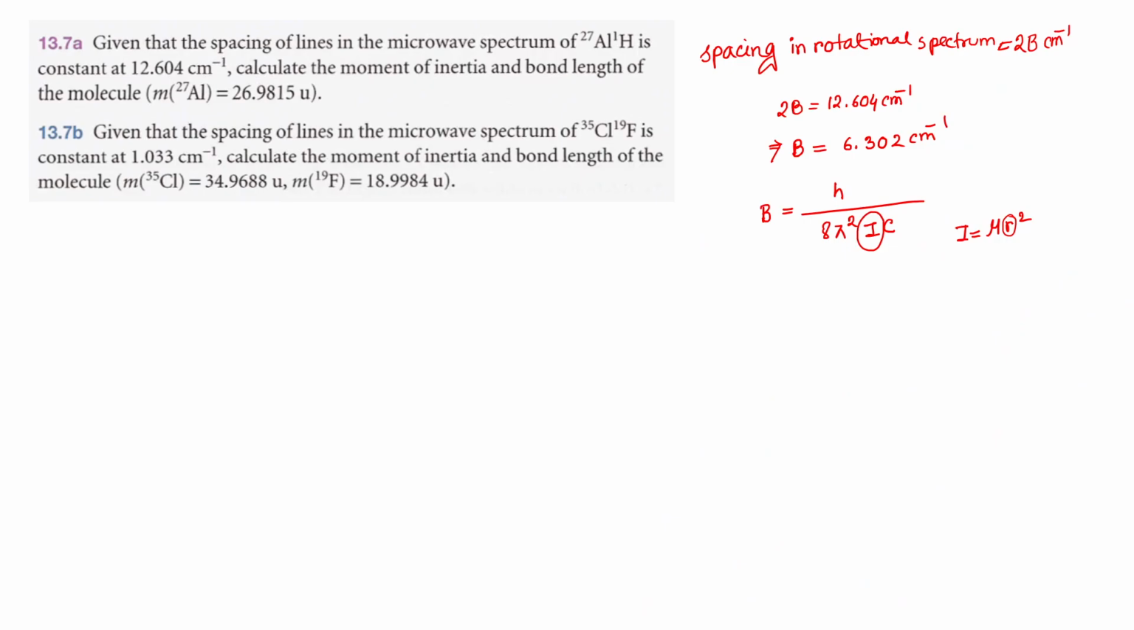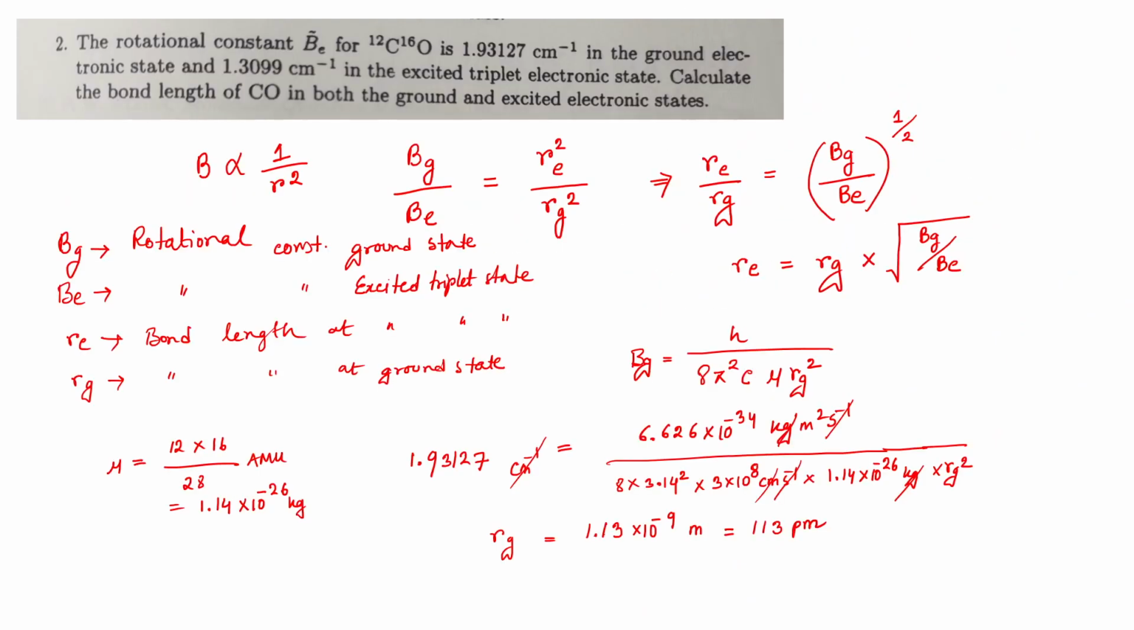Again, here you can put the values anyway. Here I have again done the mistake, so please don't make this mistake. This is very embarrassing actually. So we are going to get this as 113 picometer.